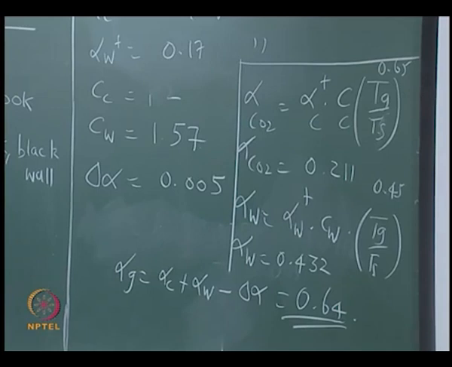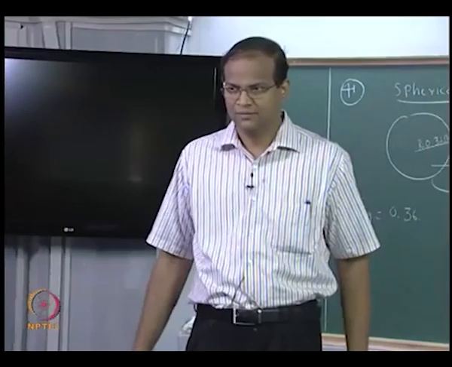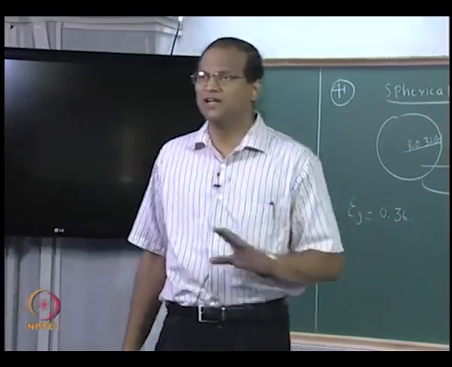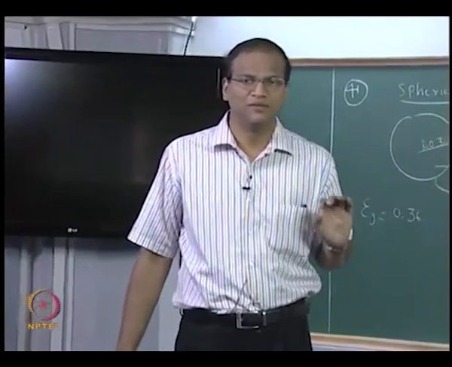So the most important thing you realize is epsilon G is not equal to alpha G. Okay, epsilon G is not equal to alpha G. It is not a grey gas. We cannot simply calculate epsilon G and proceed with the calculation. So we will be stumped.